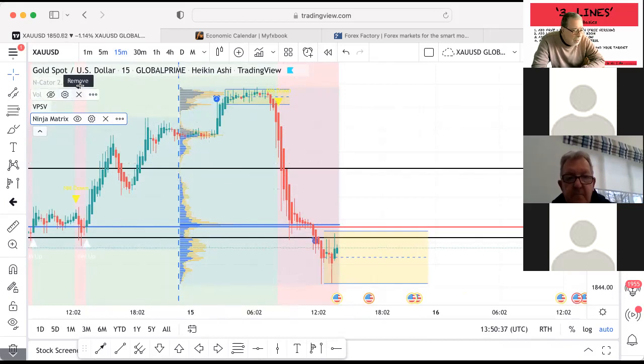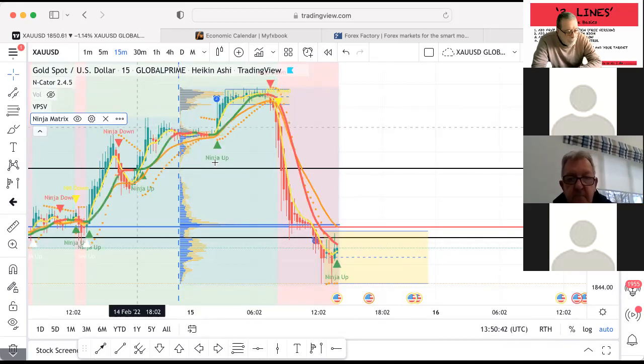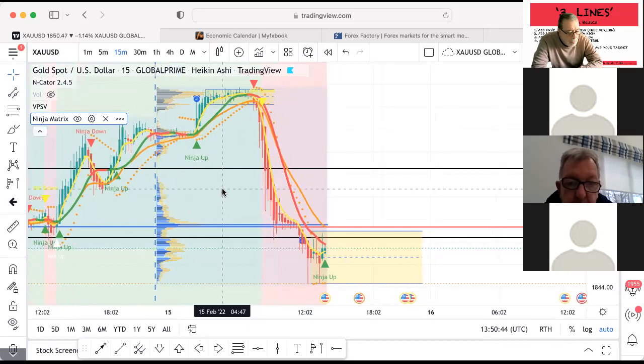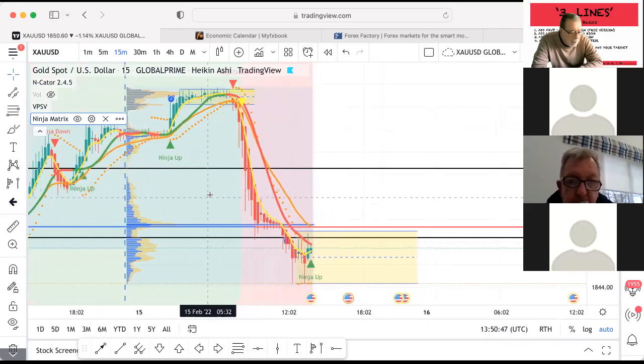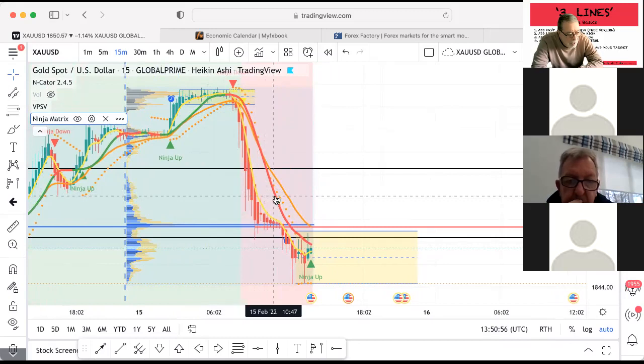The other thing I'll look at when I get the alert is the Ninjacator. The way I tackle this is that the yellow moving average is the 5 MA, the red is the 13 MA, and the orange is the 20 MA. It's been pretty solid downward movement. There's been a lot of space between the 5 and the 13, and also between the 13 and the 20. That shows a strong downward movement.